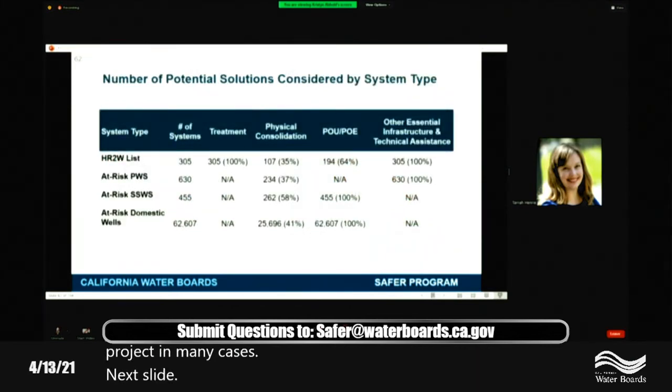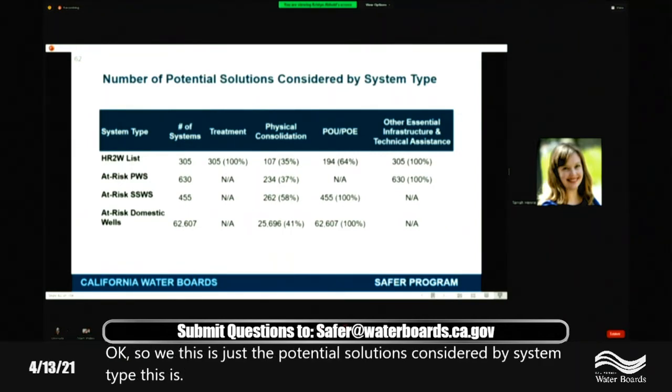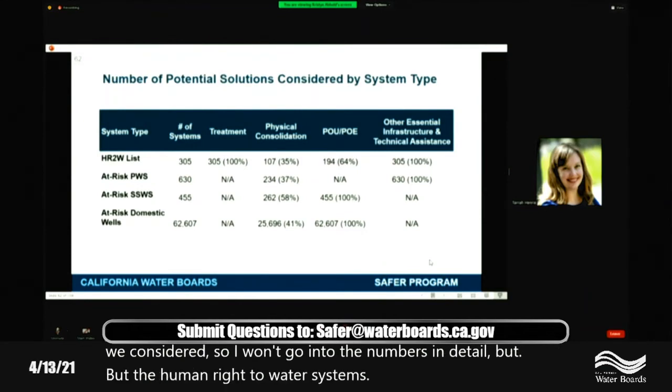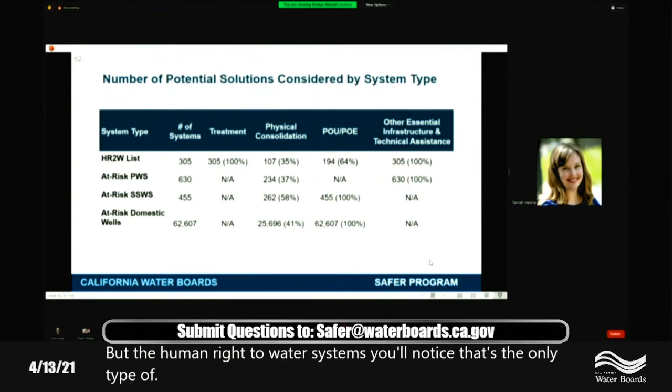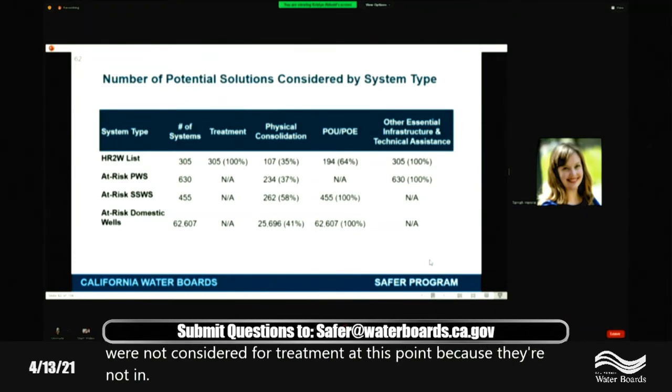Okay, so this is just the potential solutions considered by system type. This is not what was selected. This is just an indicator of what we considered. So I won't go into the numbers in detail, but for the human right to water systems, you'll notice that's the only type of system that was considered for treatment. At-risk systems were not considered for treatment at this point because they're not in violation yet. So obviously, if they have a compliance issue in the future, they would need treatment in addition to this.